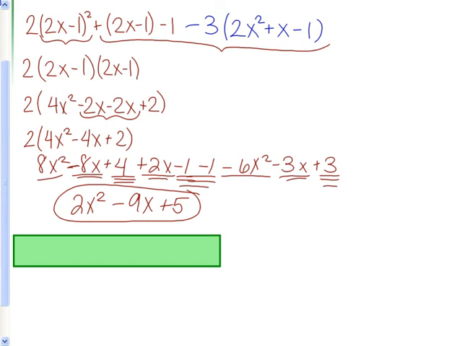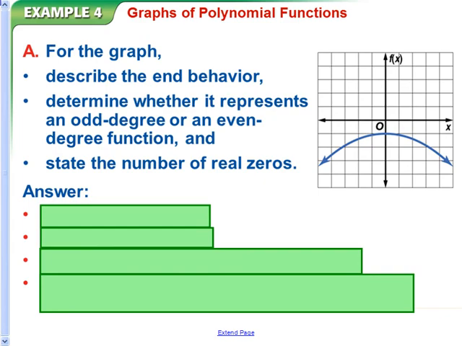Okay, let's go on and talk a little bit more about graphs now. So we've got this graph here. We need to describe its end behavior, determine whether it's odd or even, and then state the number of real zeros. Okay, one of the hardest parts of this one is recognizing what end behavior is. So what we need to talk about is as we go to the right, so if I'm drawing this graph to the right, what's happening to the function's value? Is it increasing or decreasing?